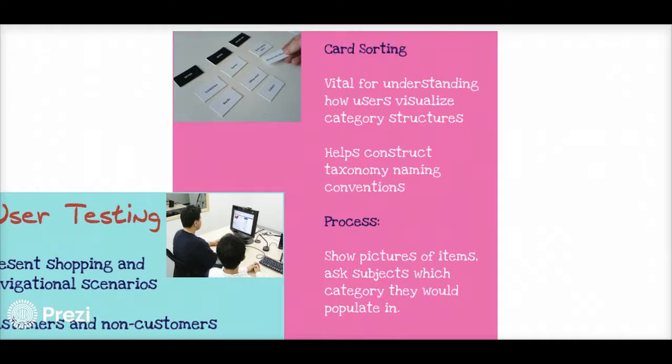Another tactic that works really well in the e-commerce category is card sorting. This is a way where you ask people to categorize products into certain silos, and it's helpful in understanding how users visualize category structures, and when you're constructing your taxonomy and trying to identify where you should put products. The process is fairly simple. It's showing pictures of items to subjects and asking them what category they would put the items in.